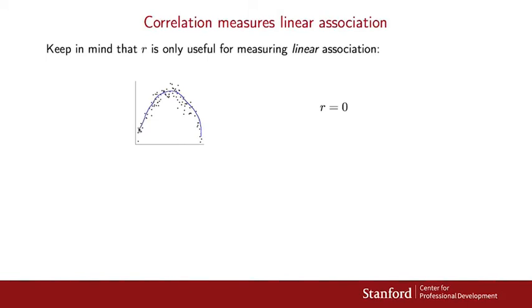You see a tightly clustered scatter around a curve. However, if you compute the correlation coefficient, you see r equals 0. R equal to 0 suggests that there's actually no linear association between these two variables. That's true, but of course it misses the point in this case. The bottom line is that r is really only useful when we look at linear scatters.